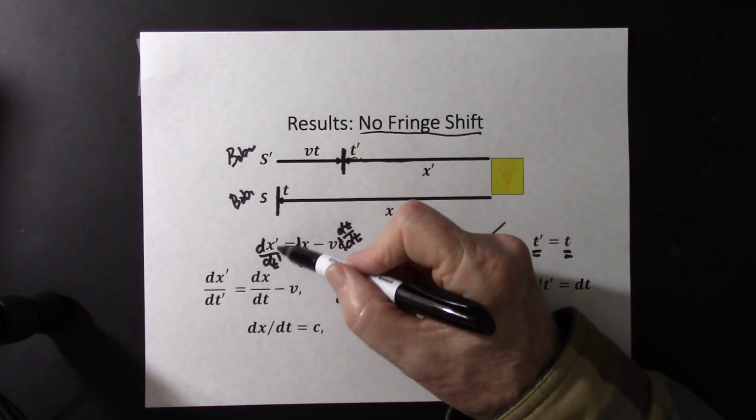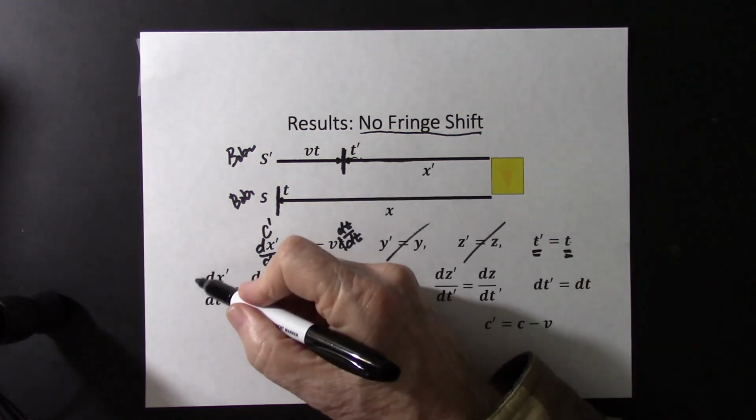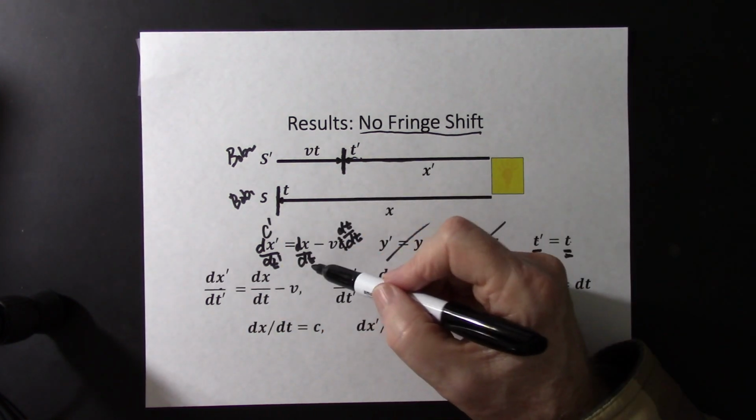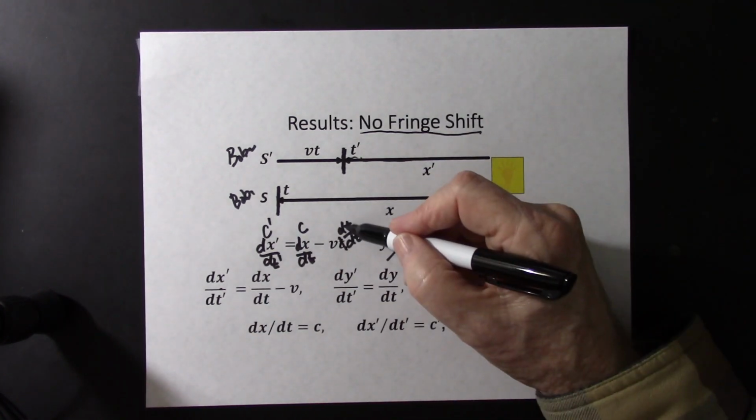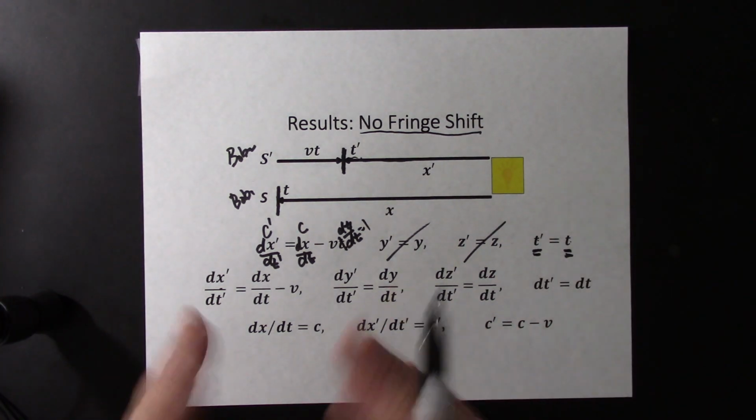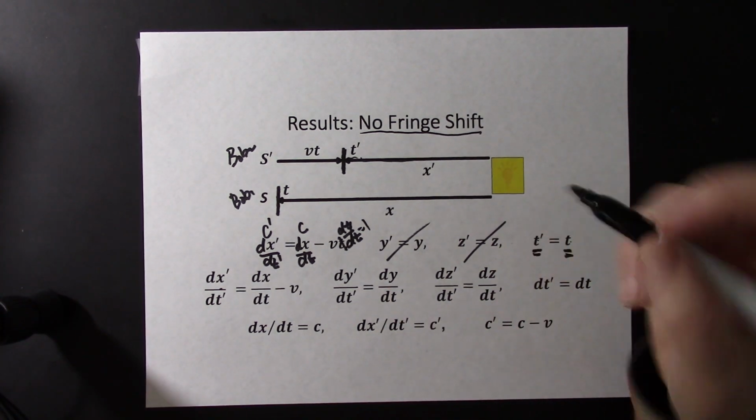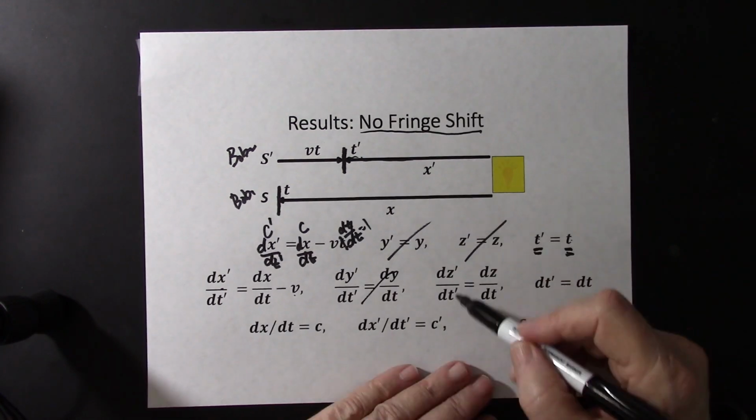Now, dx prime over dt prime, that happens to be c prime, and that's what we have here. dx over dt happens to be c, and that's what we have here. And then dt over dt, that's 1. So we just have v. The mathematicians can ignore what I just did, but it doesn't matter for this exercise. So we have this formula here, and then we can ignore that and ignore that.